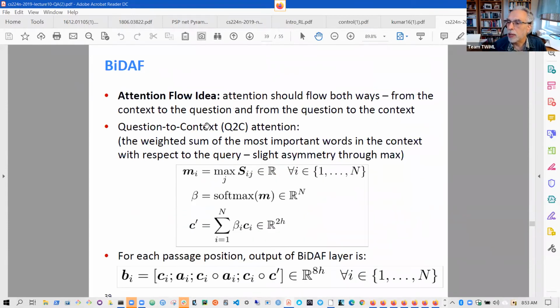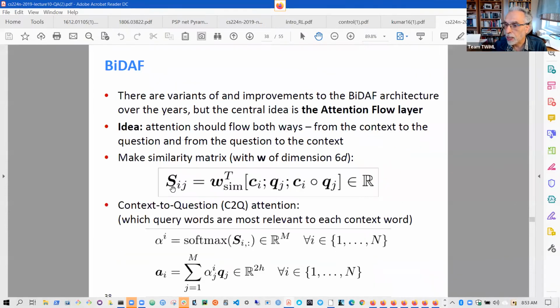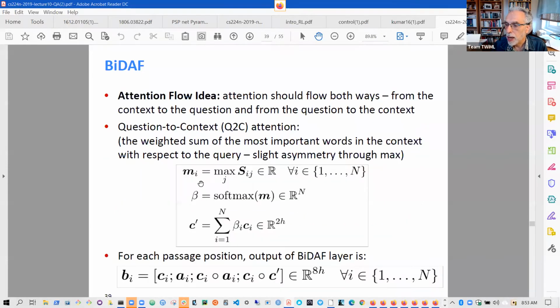Now, how do we do the question to context? Here they're looking for a score. They're computing this score, the maximum over the query words of this row in this similarity matrix, right? And so what does this tell you? It tells you which question word was most aligned to the passage word i.